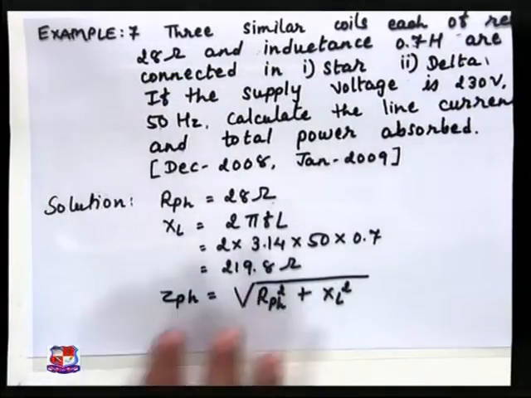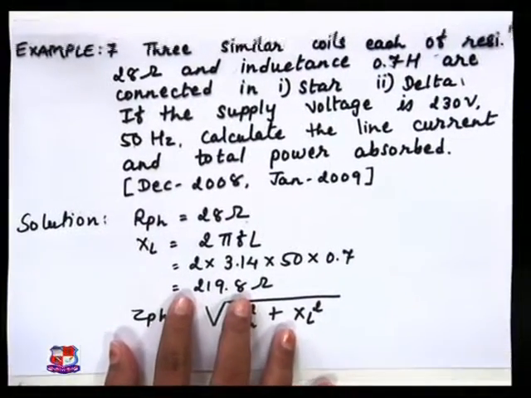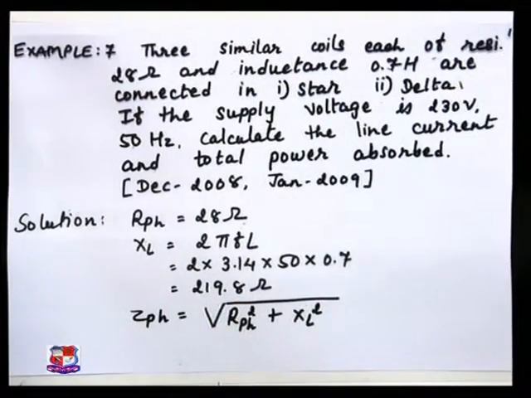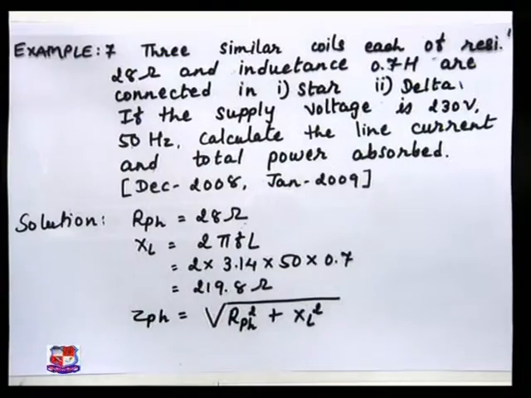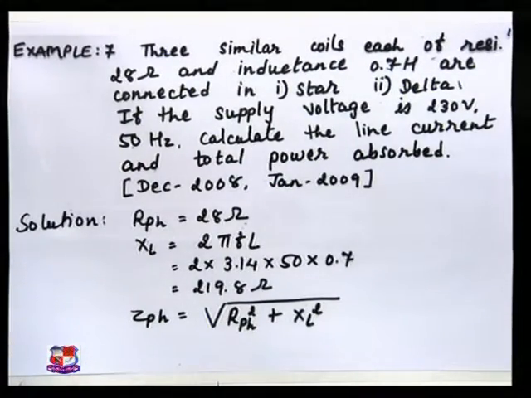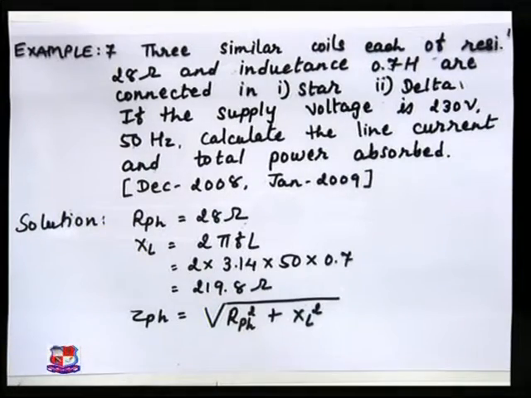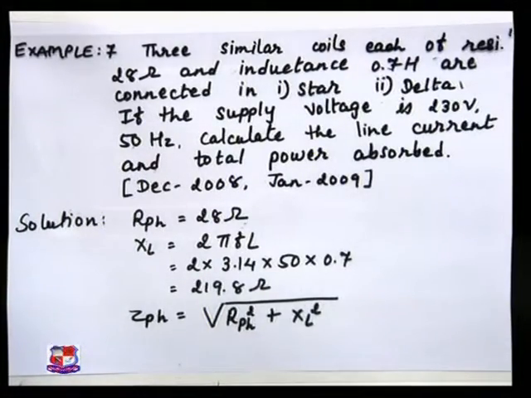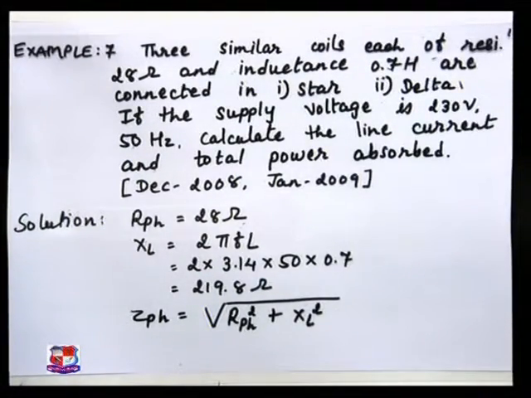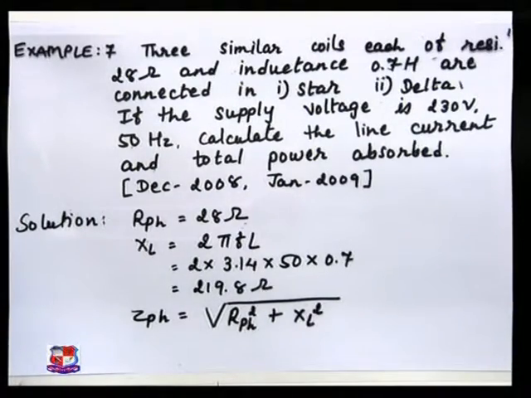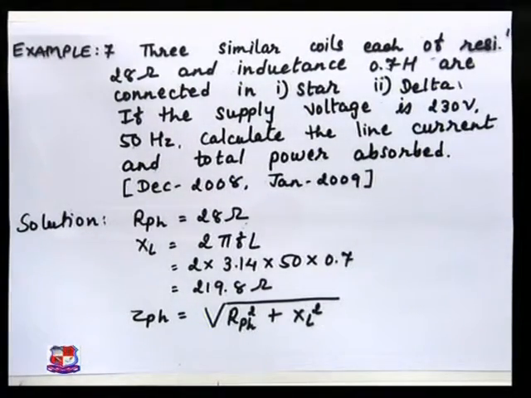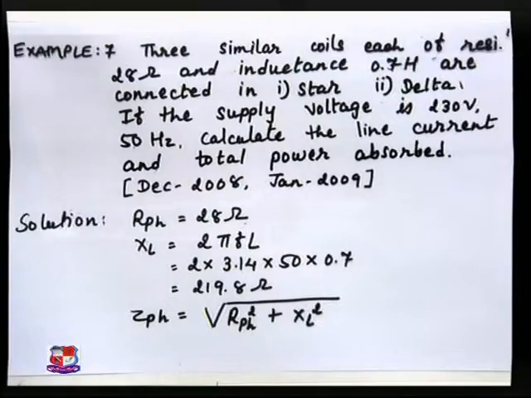Okay, now next example. Three similar coils, each of resistance 28 ohm and inductance 0.7 Henry, are connected in star and delta. If the supply voltage is 230 volt, 50 Hz, calculate the line current and total power absorbed by the given circuit. This was asked in 2008 and 2009 also.